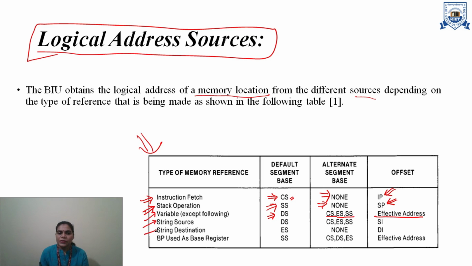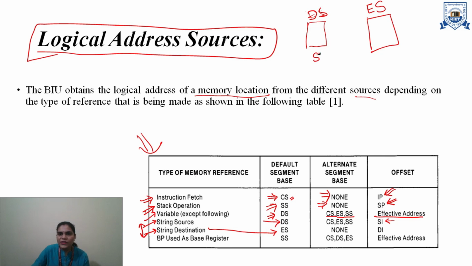For string manipulation, whenever we do a string manipulation operation, the source address will be in the data segment, and the offset will be stored in the source index register. And when the string destination is referred to, it will be referred to in the extra segment, because data is stored in the data segment and the destination string will be in the extra segment. The source index register will be used to store the offset of the source string, and the destination index register will be used to store the offset of the destination string.